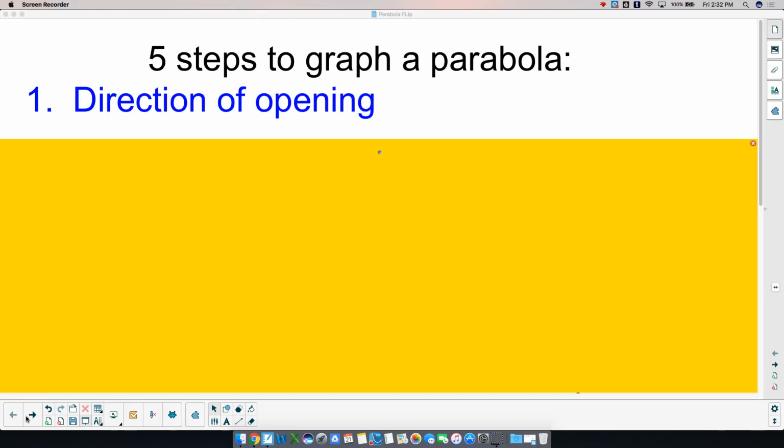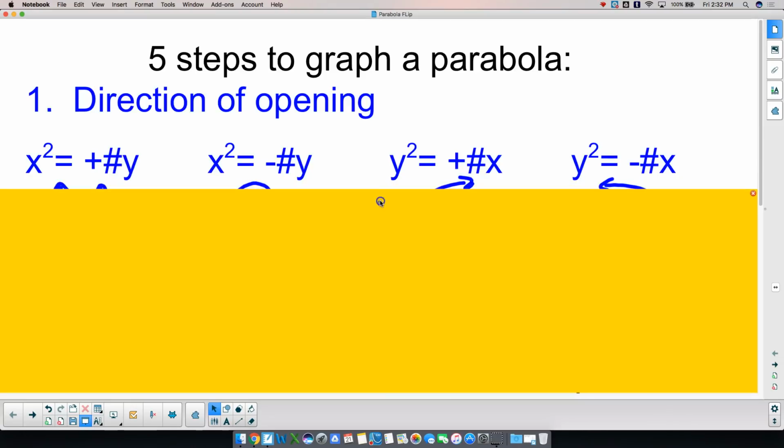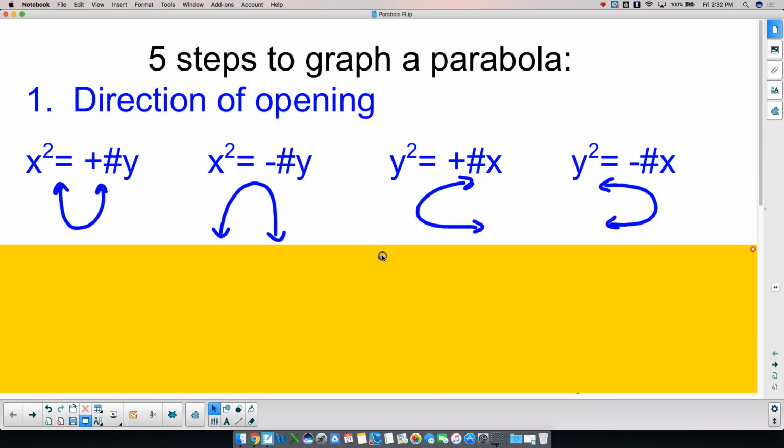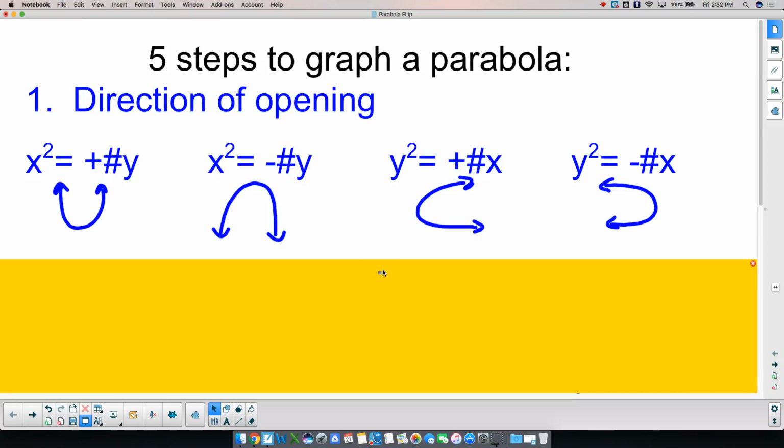What you're going to look at is one of two things. You're going to look first at which variable is squared, and then you're going to look at what the coefficient on the non-squared variable is. So in this first example, x is squared. We have a positive coefficient on the non-squared term, so that's going to open up. On the second one, x is squared here, and we have a negative value on the y term, which is not squared, so that's going to open down.